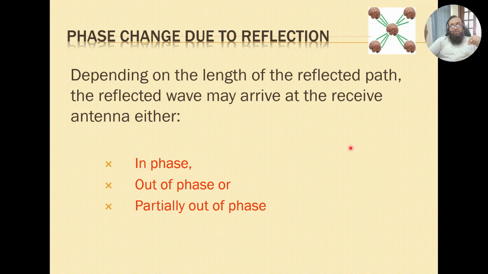Now the problem is that when we have a very high frequency wave, it has a very small wavelength. So depending on the length of the path and the length of one cycle of a microwave, based on that the received wave may be in phase, it may be fully out of phase, or it may be partially out of phase. This we have to understand as a concept.